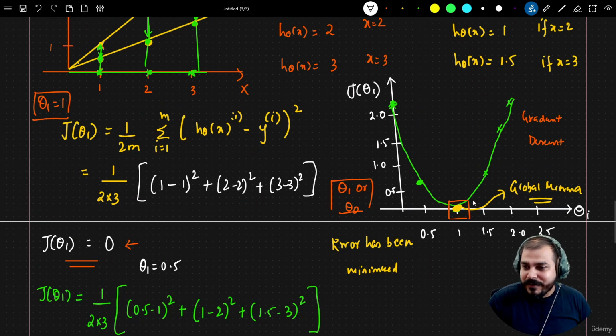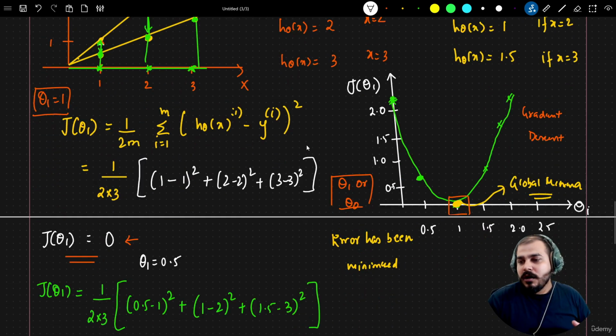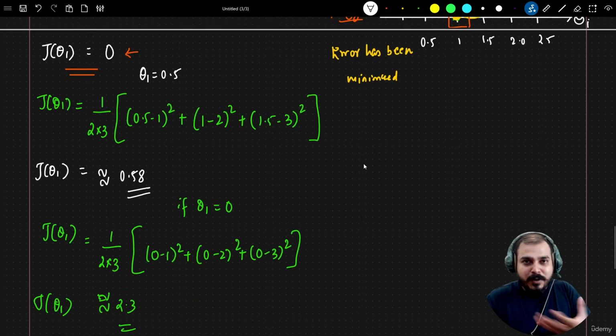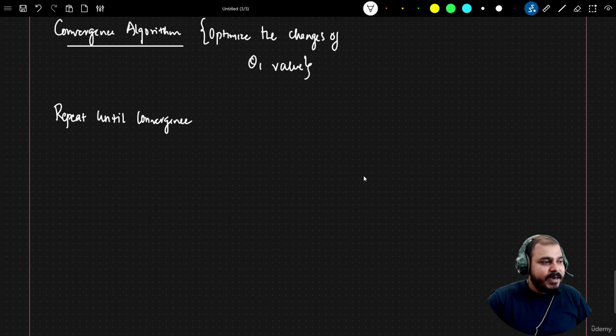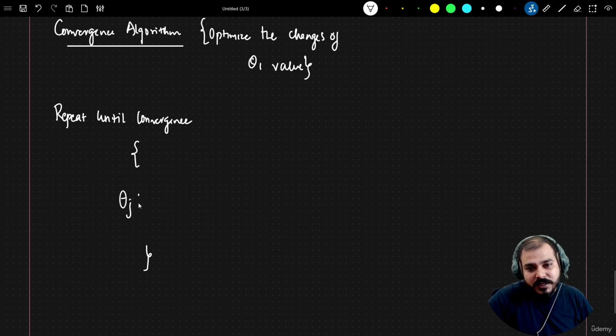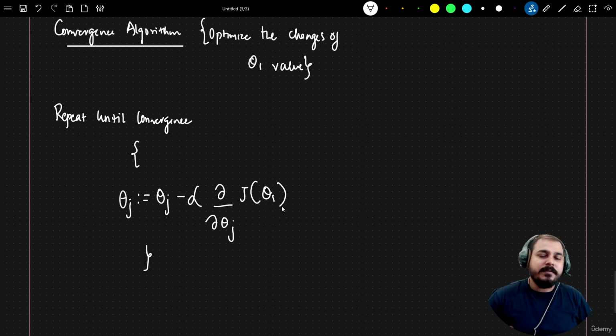Here you can see that when we reach this global minima point, we get the best fit line, or at least if we come near this, we will probably get the best fit line. So repeat until convergence. And here I'm going to write a simple equation: theta j is equal to theta j minus alpha, and I'll talk about what exactly alpha is, and then the derivative of J of theta with respect to theta j.